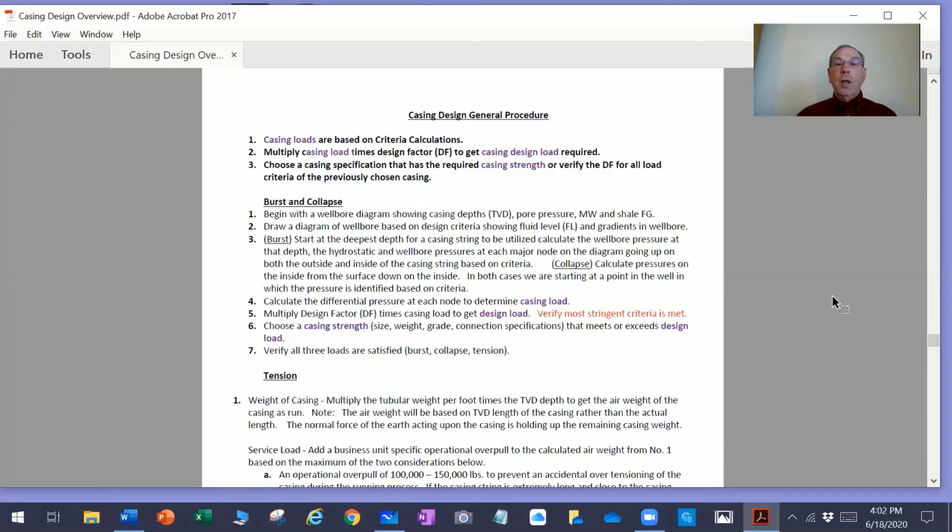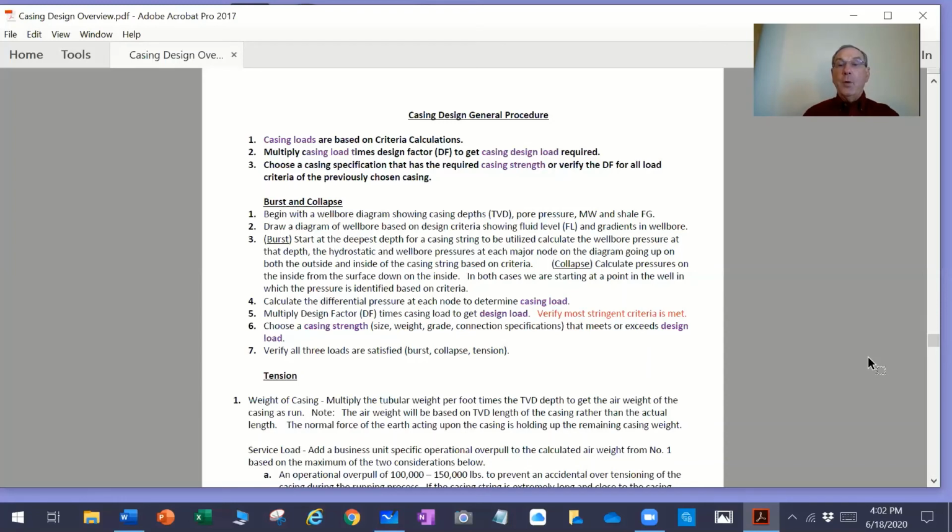So for burst and collapse, the typical way you would do it is you begin with the wellbore diagram that I've already shown, showing TVD depths, pore pressures, mud weights, and shoe fracture gradients. You draw a diagram of the wellbore based on the design criteria showing the fluid level and gradients in the wellbore.